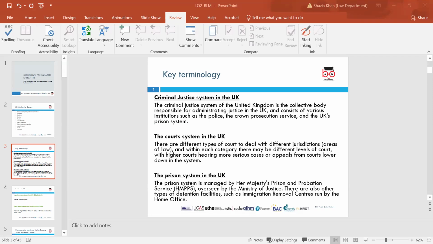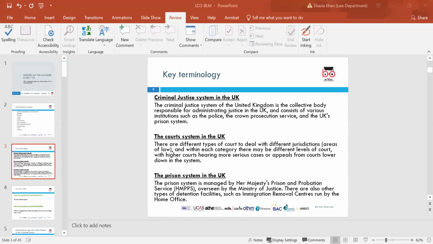So the court system in the UK is really important because there are different types of courts that deal with different jurisdictions. The main types of jurisdiction in England and Wales are things like criminal law, civil law, family law, tribunals, military, coroners, and the different levels of court within each one, and what each one does as well. So there's different courts, which we'll go through a little bit later.